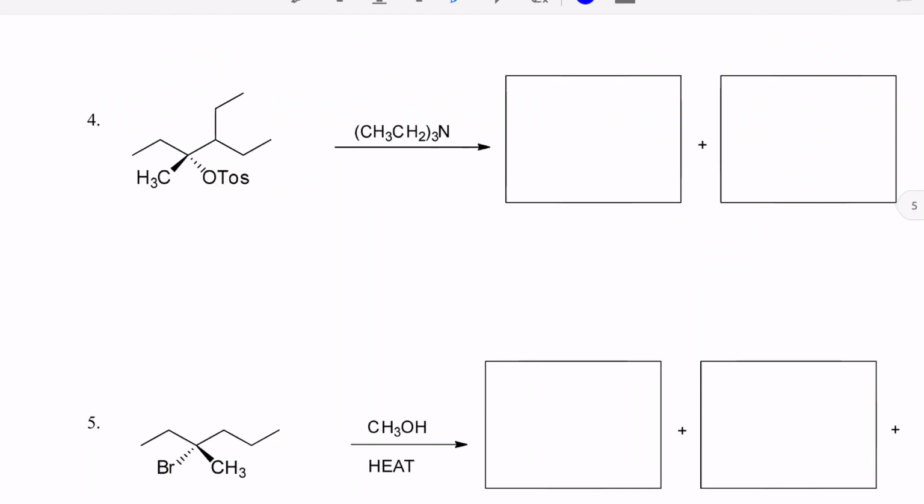For question number 4, we are given another compound, and it reacts with triethylamine. And triethylamine, as it turns out, is a bulky, strong base.